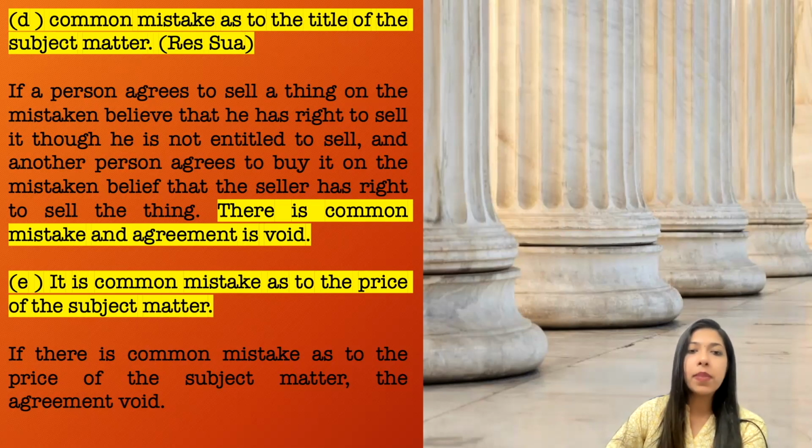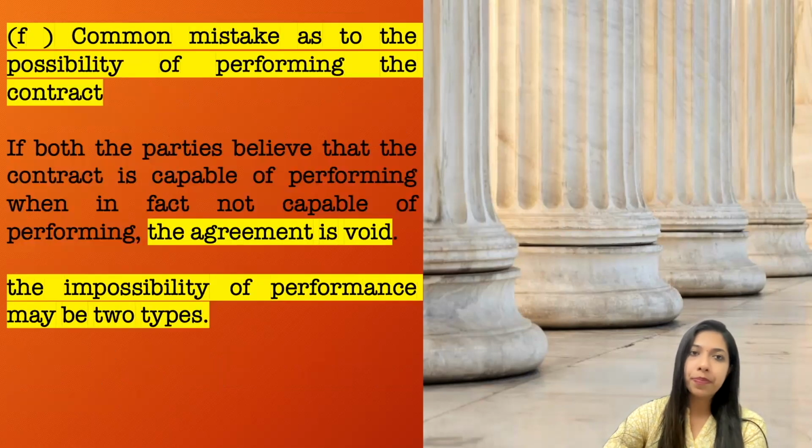Next is a common mistake as to the price of the subject matter. Once the promisor and the promisee have a common mistake when it comes to the price of the subject matter, the agreement will always be void in nature.